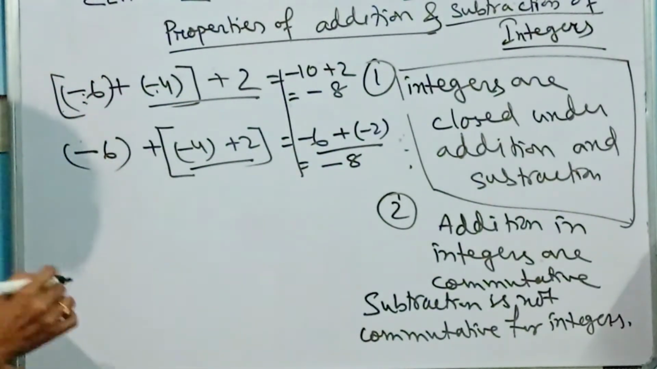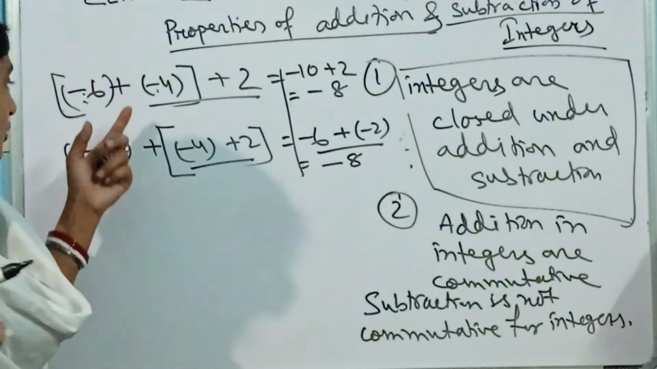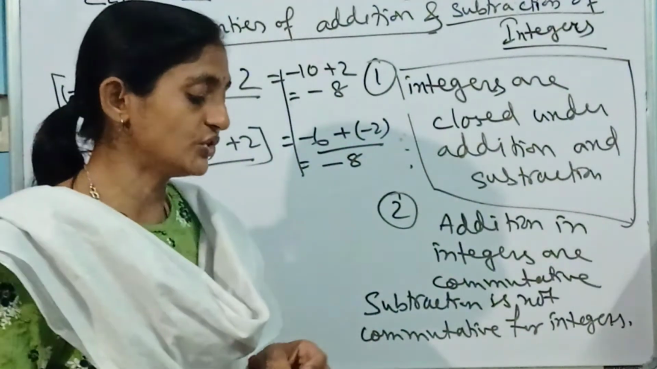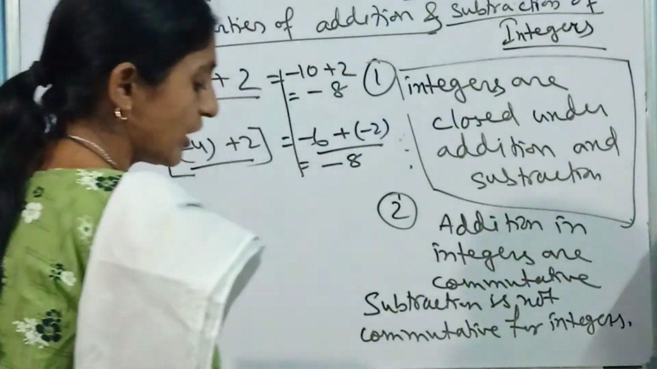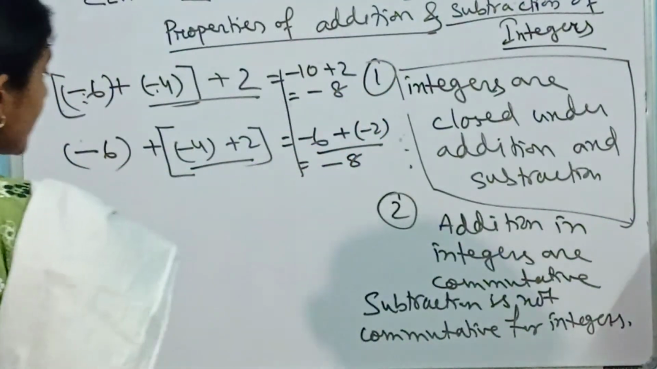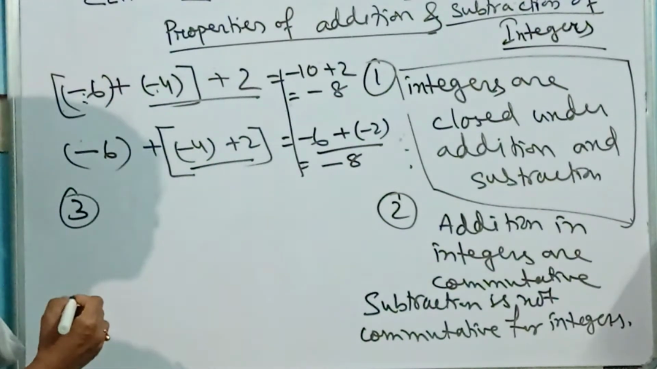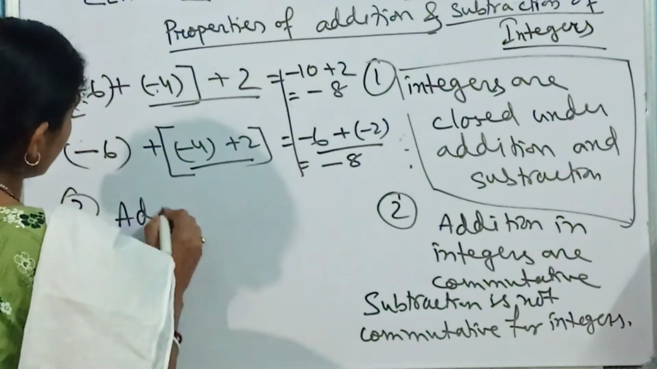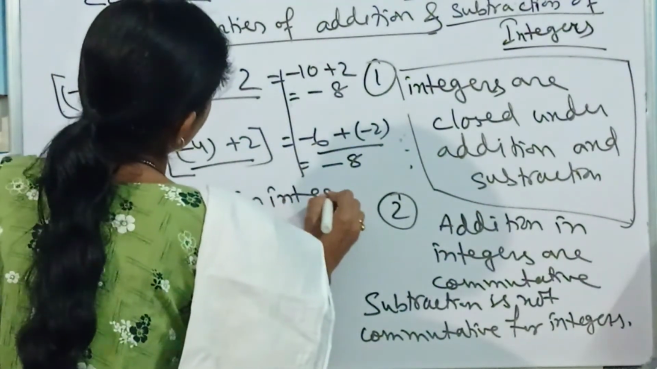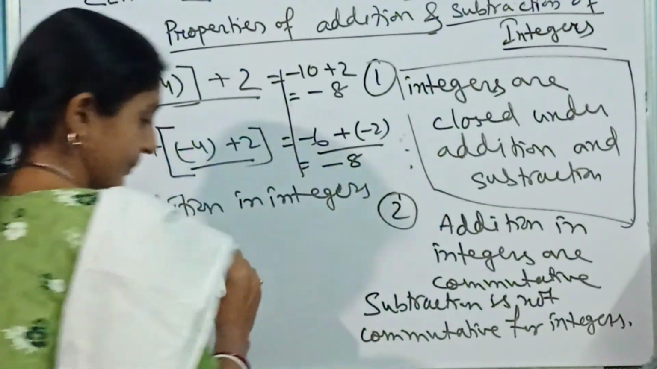So, in this property, we are operating with addition, that operation is addition only. So, here you can see that addition of integers is associative. So, what we can write in conclusion for this one: addition is associative. Here in property number 3, we can write that addition in integers is associative.